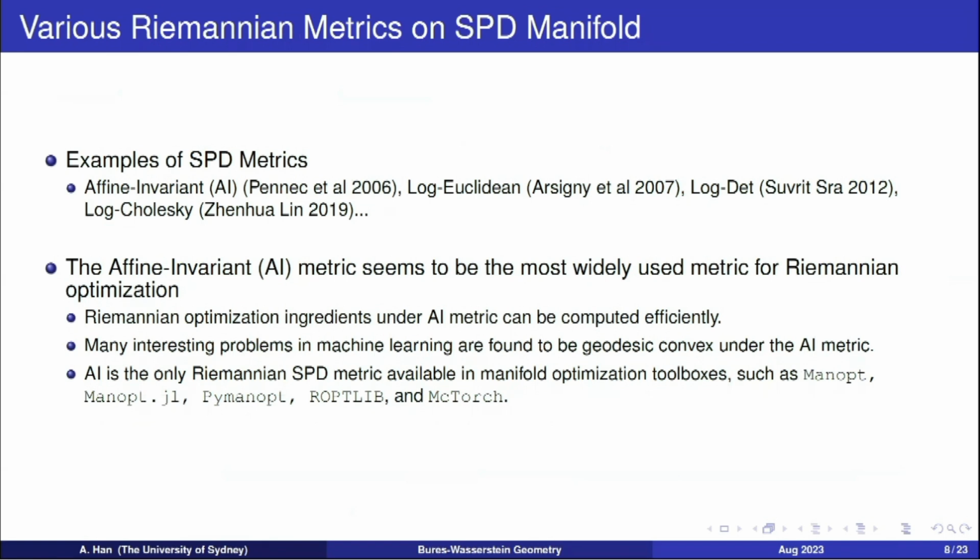Okay. So as we can see, the proper choice of Riemannian metrics is very important as it will affect how we update variables. There exist many Riemannian metrics, including the affine invariant, log Euclidean, log det, log Cholesky metrics, etc. Out of all the developed Riemannian metrics, it seems that the affine invariant metric has been the most popular one, especially for Riemannian optimization. This is primarily because under the affine invariant metric, the Riemannian optimization ingredients like the Riemannian gradient, the Hessian, and exponential map can be computed very efficiently. And many problems are geodesic convex under this metric, which allows faster convergence to global optimality, which is a very good thing. Also, this metric seems to be the only available geometry in many toolboxes that are specifically designed for optimization on manifolds.